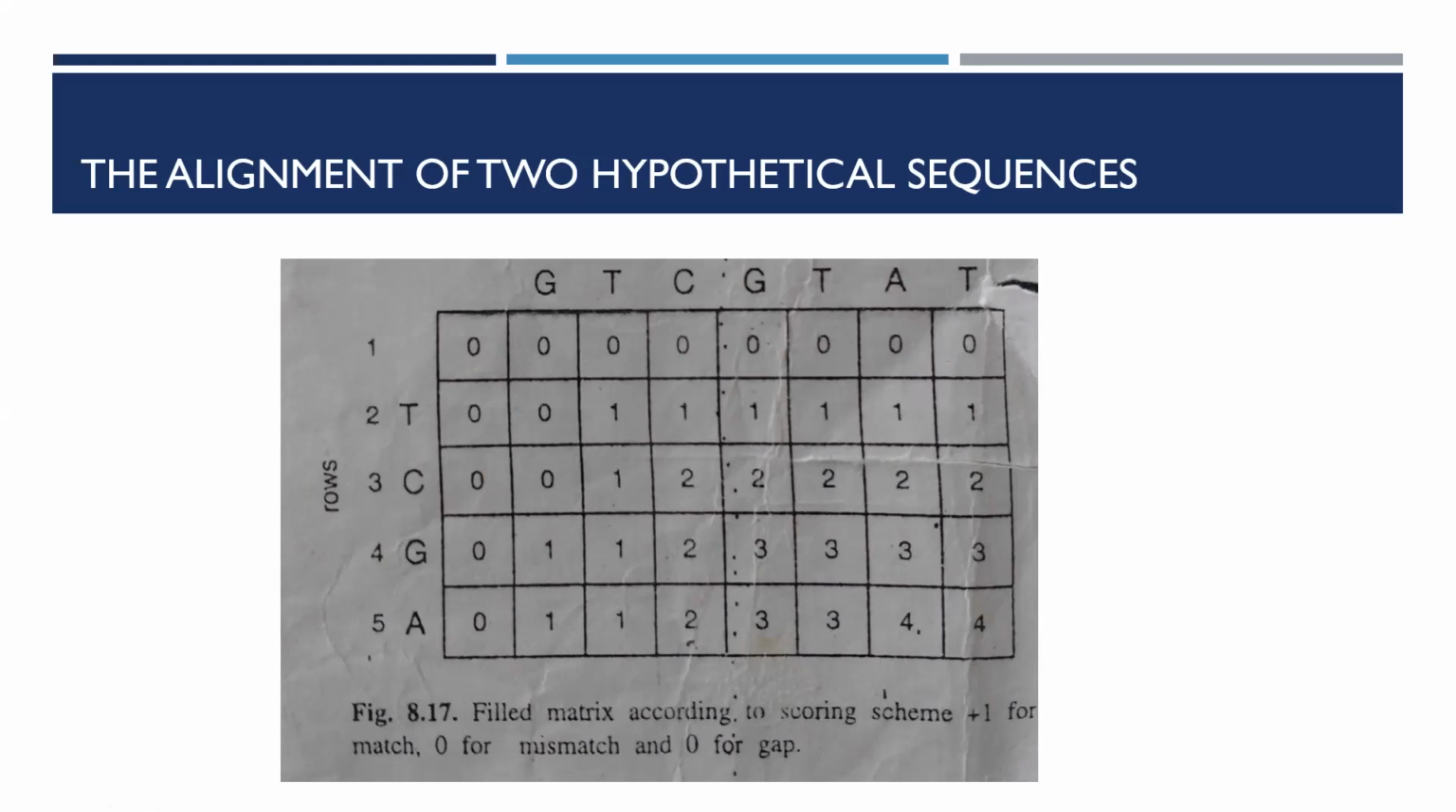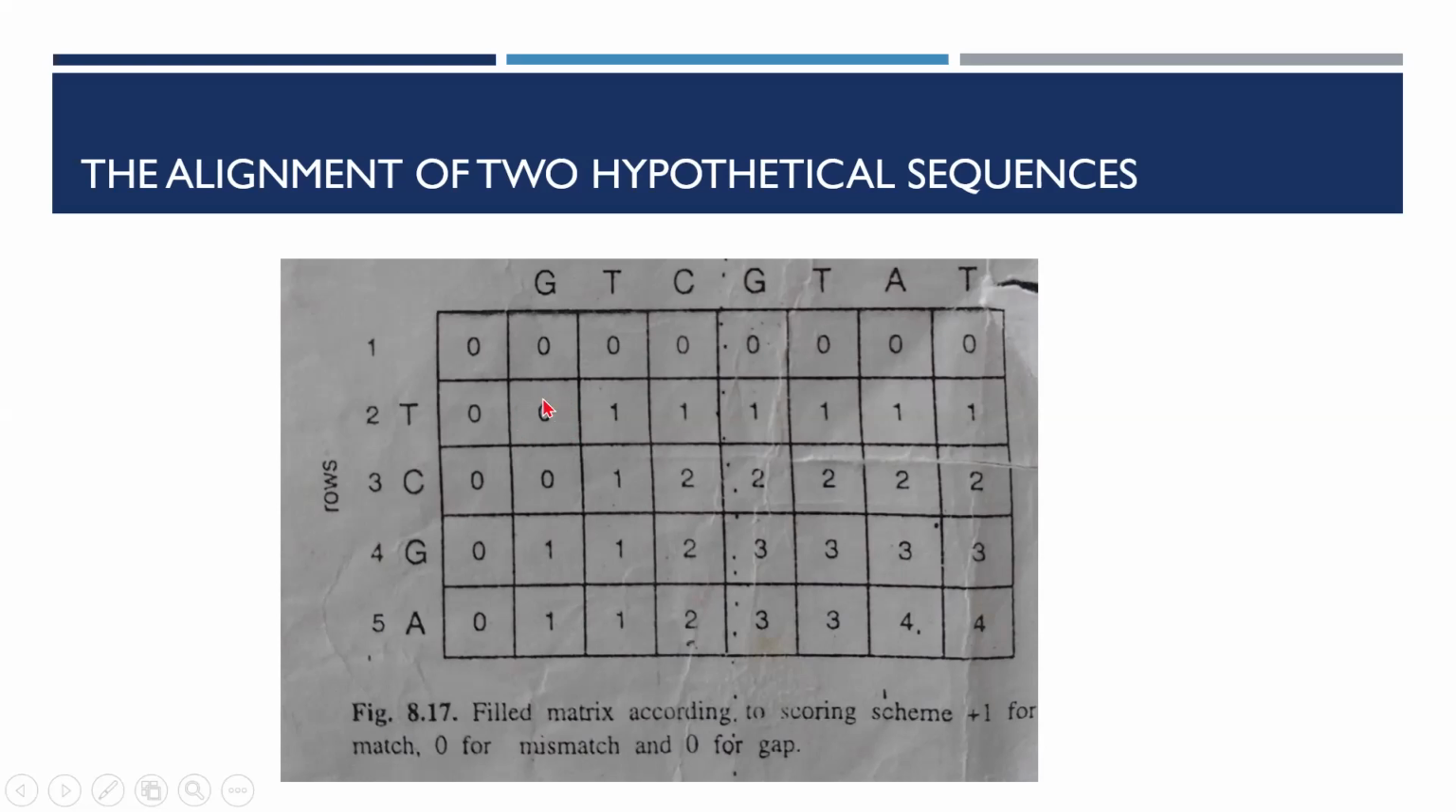What is the position of this cell? Second row, second column. So the position of this cell is 2, 2. That means i is 2, j is also 2. The position of this cell is 2, 2. So how do you fill the value in this position 2, 2?